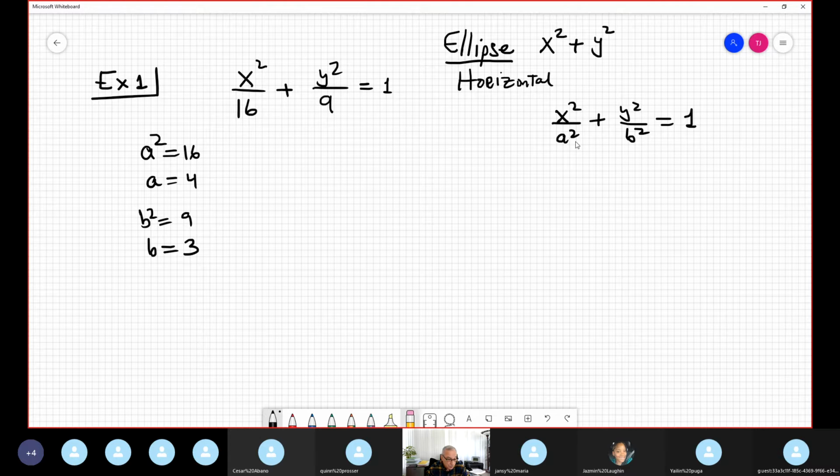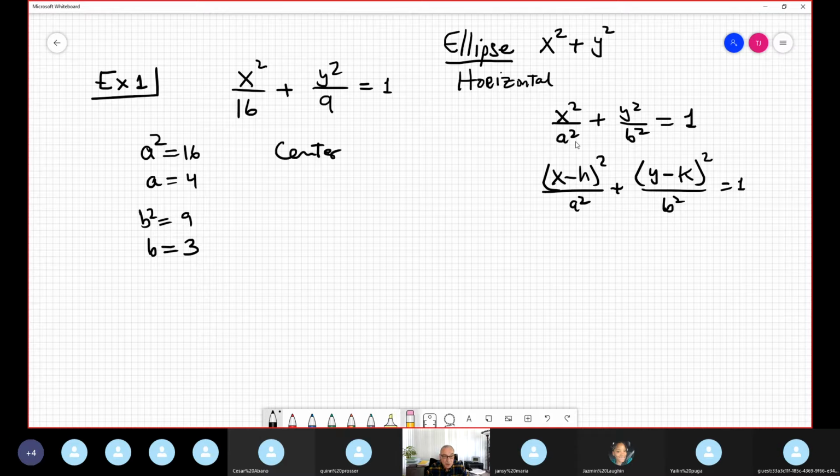Now I can see that we have no translation. How do you know that we have no translation? Because when you have translation, you have h and k. This is the formula for the ellipse when you have some translation, a horizontal or vertical shift. In this case, no k, no h. Therefore, the center of our ellipse is located at the point 0,0 because h and k do not exist, they're missing. A is 4, B is 3, and I have no idea yet about the foci.